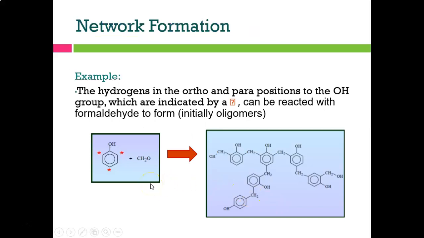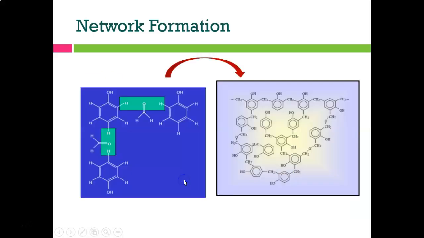This one is an example of network formation. The hydrogens in the ortho and para positions to the OH group, which are indicated by the star here, can be reacted with formaldehyde to form the initial oligomer. So it will react with its own functional groups in the structure to become a network formation.